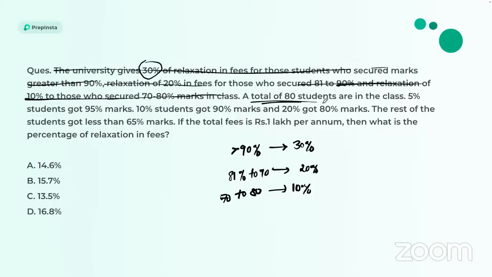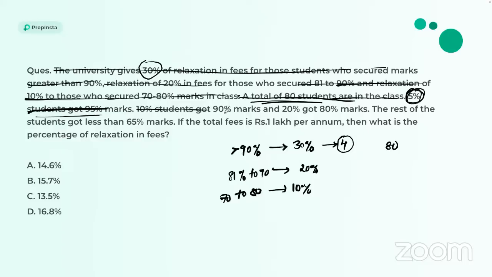In a class, a total of 80 students. So total students are 80. I don't read this again. In the class, 5% of students got 95%. So they will get the relaxation of 30%, right? So how many people? 5%. What is 5% of 80? 5% of 80 is nothing but 10% is 8 and 5% will be half of 8, so 4. And 4 people are getting the 30% relaxation. So I'm right, I have said I will never go back to the data.